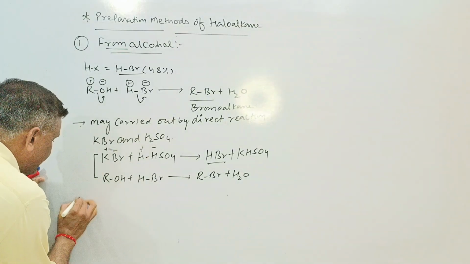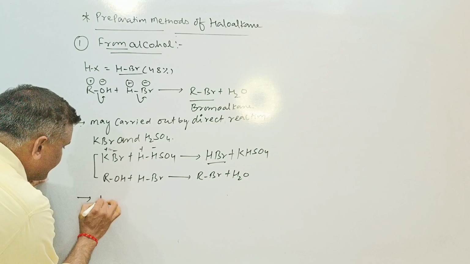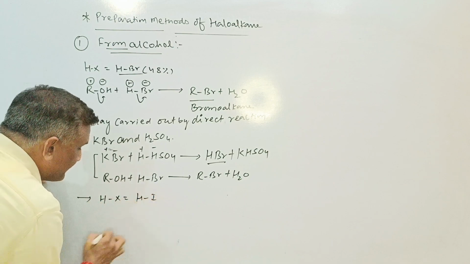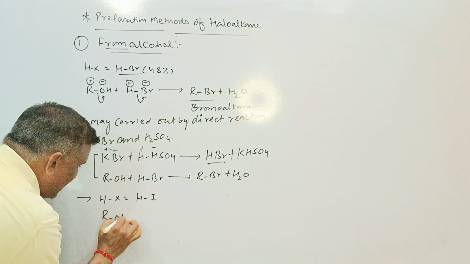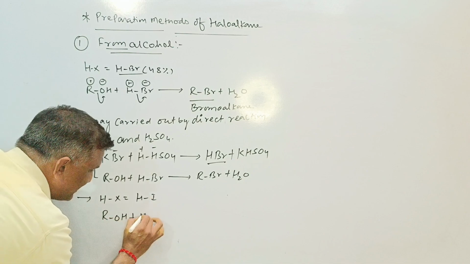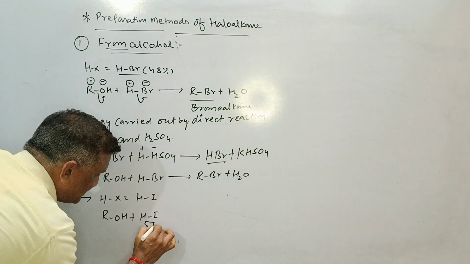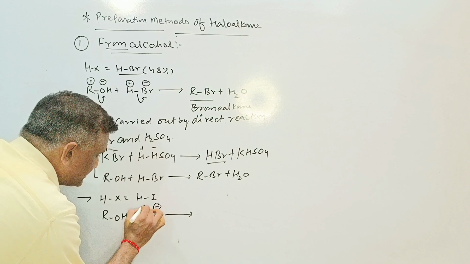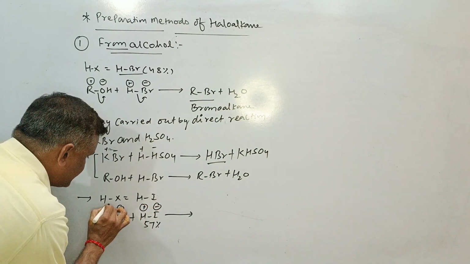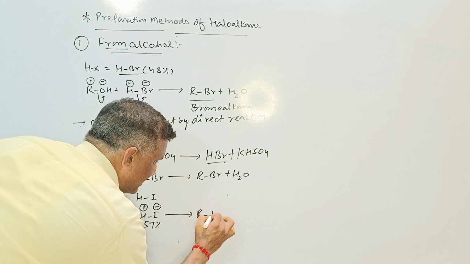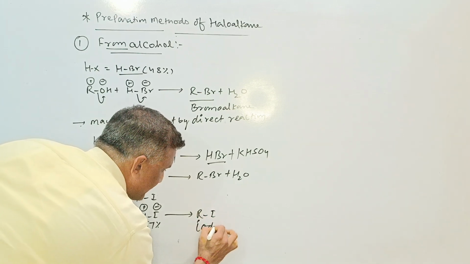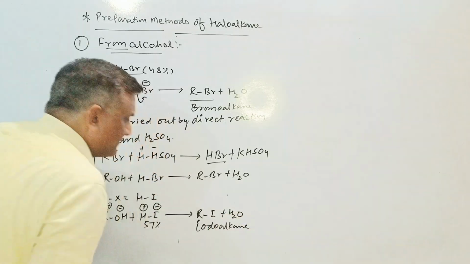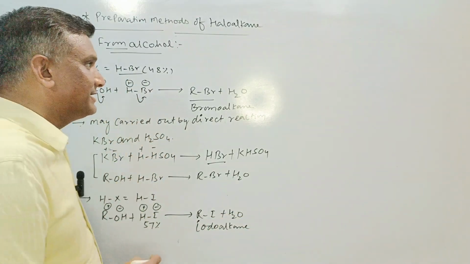If we are going to take iodoalkane, HX is equal to HI. So regarding alcohol, this is the ROH, this is your HI, but its concentration should be 57% pure. Now it will be negative, positive, negative and positive. Here will be the formation of RI, iodoalkane, plus H2O. This was regarding iodoalkane.